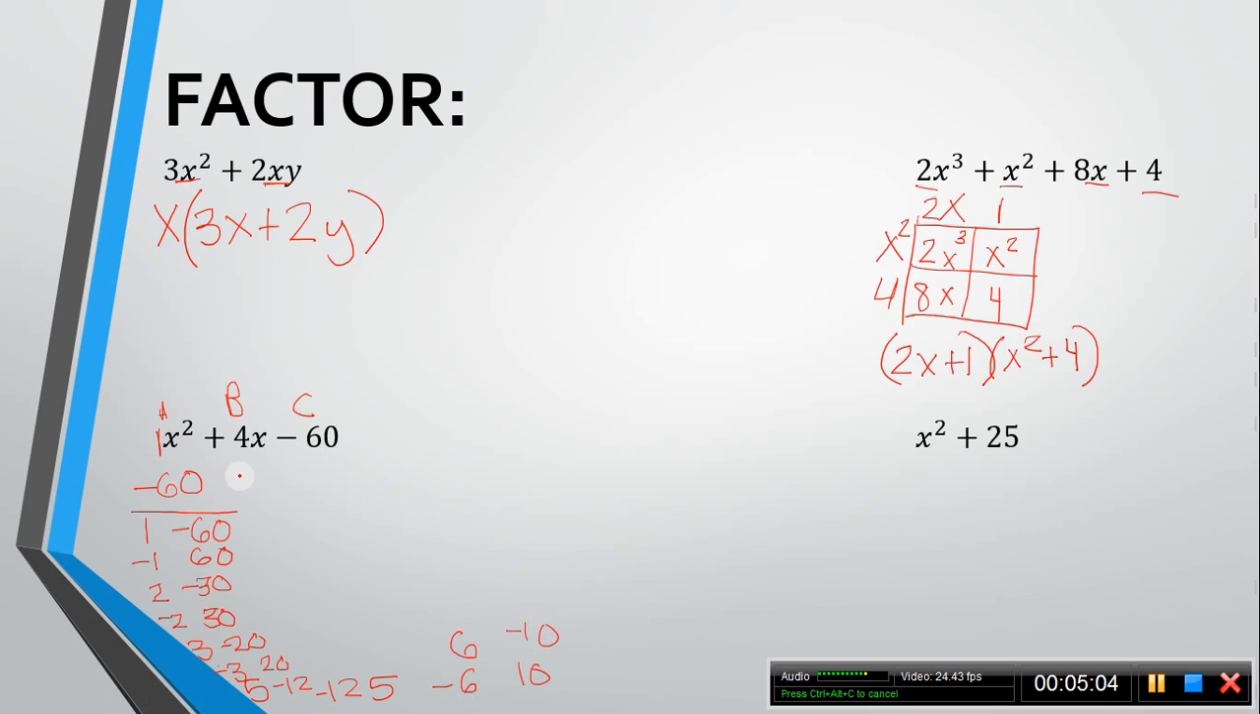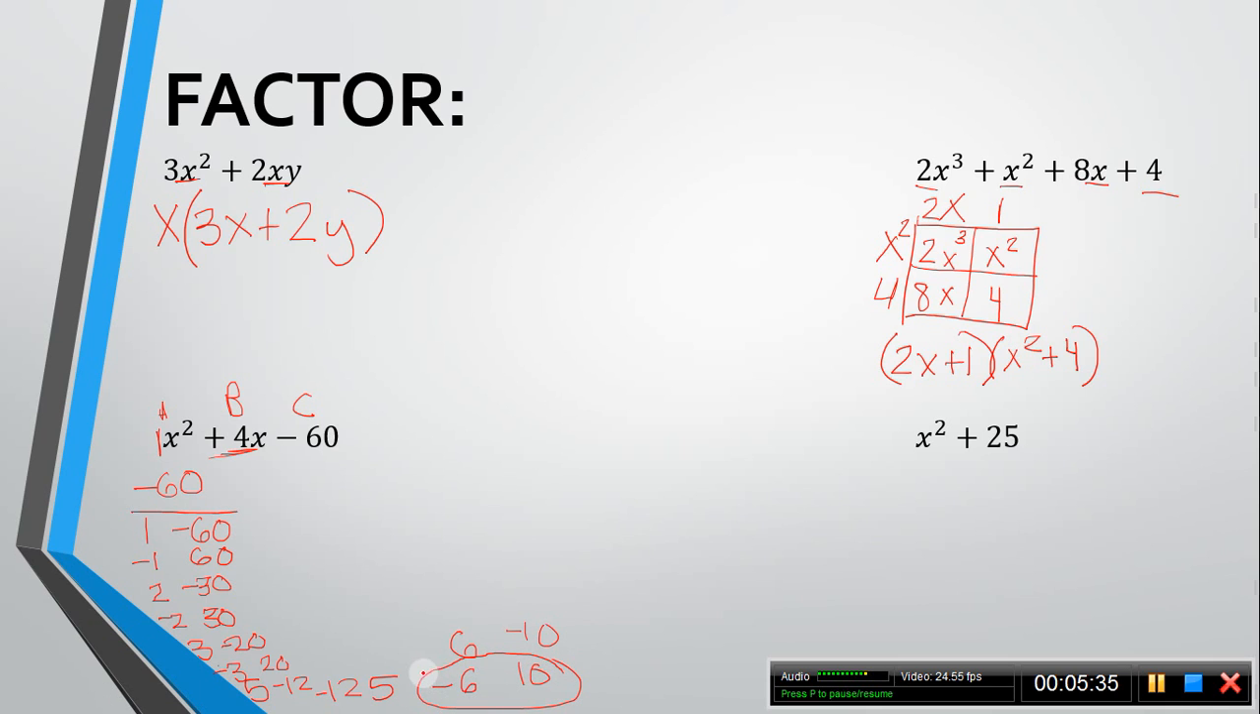So if I look here, if I add these guys together, I want to get a positive 4x. So I get 2 and negative 30, that doesn't give me 4. Negative 2 and 30, that doesn't give me 4. 3 and negative 20, that definitely doesn't give me 4. 5 and negative 12, nope. Getting closer though. Negative 12 and 5, nope. 6 and negative 10, that gives me a negative 4. I want a positive 4. Negative 6 and 10. There is my winner.